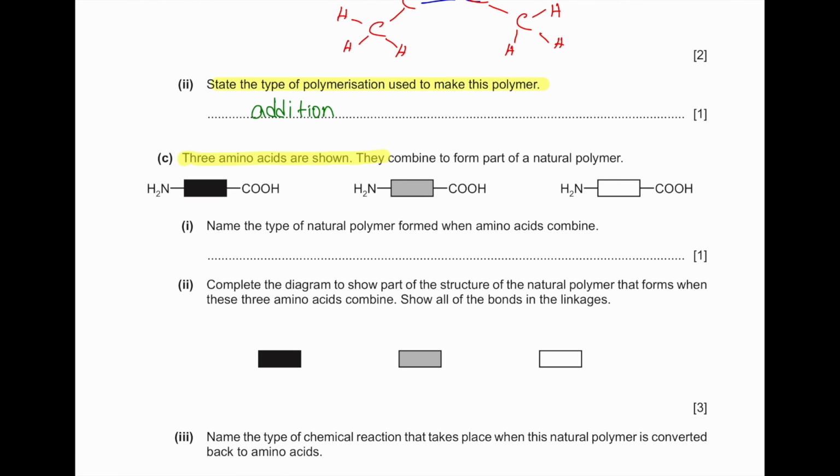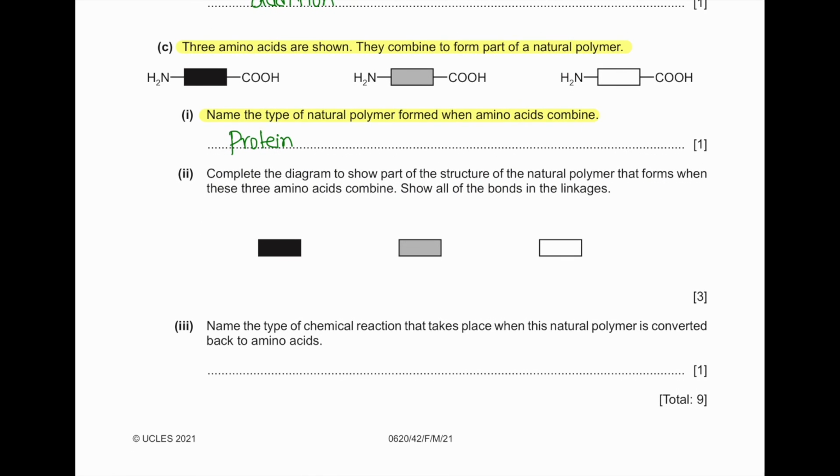3 amino acids are shown. They combine to form a part of a natural polymer. Name the type of natural polymer formed when amino acids combine. So when amino acids combine, they form protein. Next question. Complete the diagram to show part of the structure of the natural polymer that forms when these 3 amino acids combine. Show all of the bonds in the linkages.